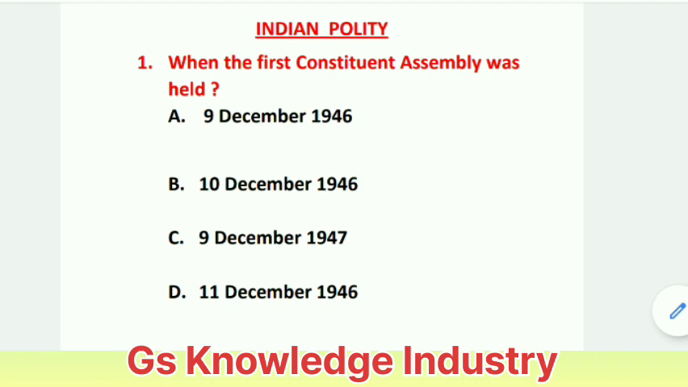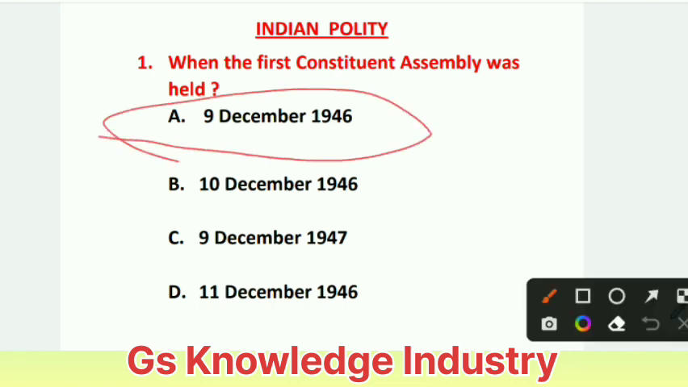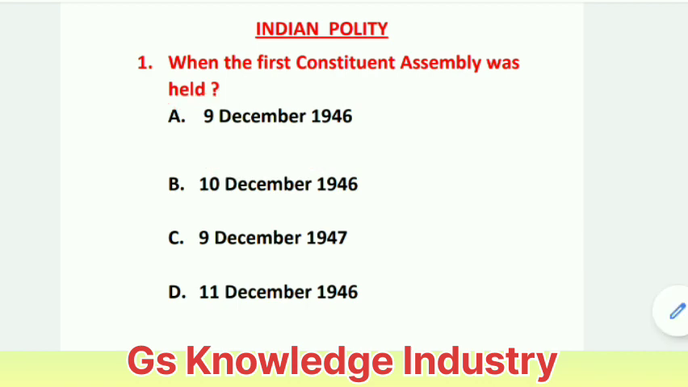So the first question is, when was the first Constituent Assembly held? Option A, 9 December 1946. Option B, 10 December 1946. Option C, 9 December 1947. Option D, 11 December 1946. Here the right answer is option A, 9 December 1946. When was the first Constituent Assembly held? 9 December 1946.